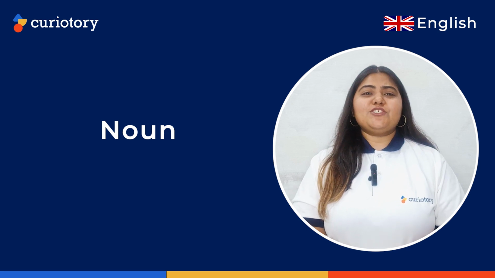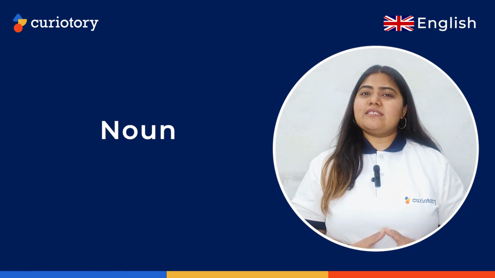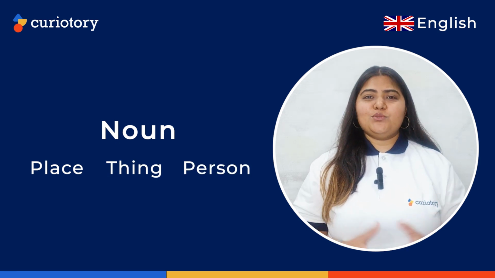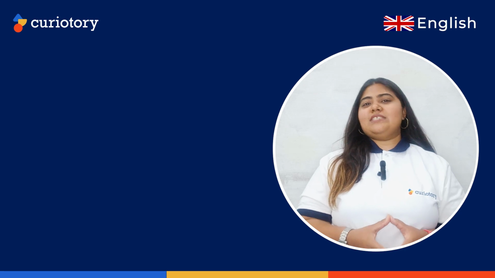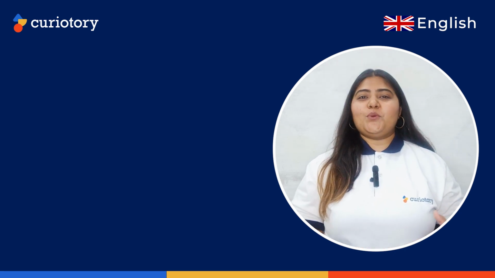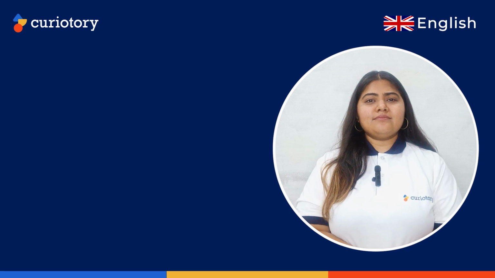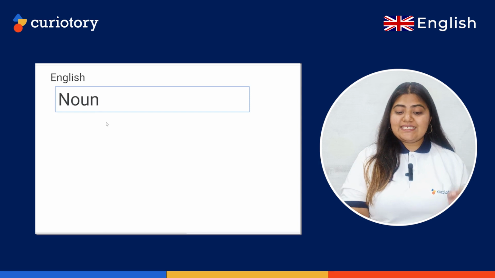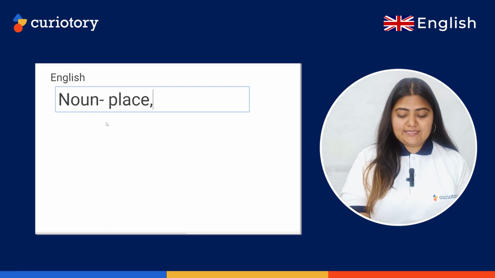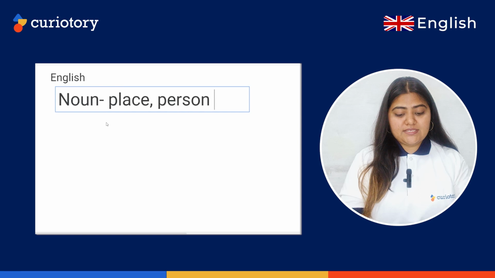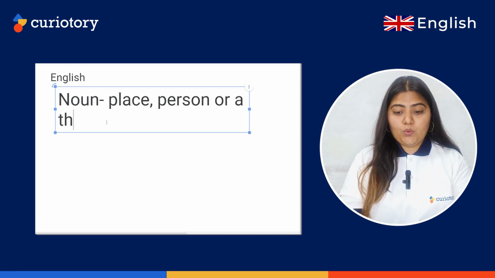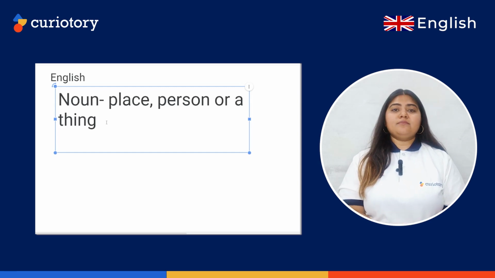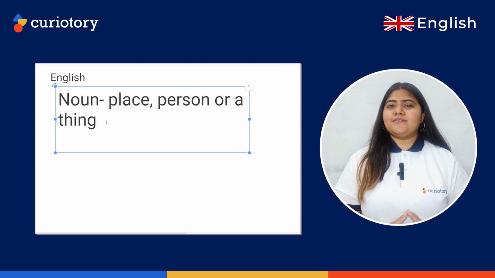So the most common definition you will say is a noun is a place, thing, or a person, right? We used to read this complete definition in school. Noun is a name, place, or thing. But is that it? No. A noun is not just a place, a person, or a thing. No. There's a little more to it.